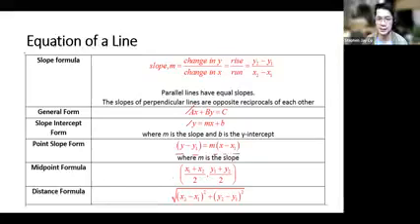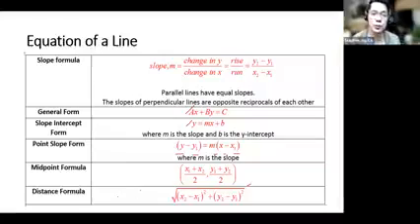Midpoint formula, very important also, this comes out: x sub 1 plus x sub 2 over 2, y sub 1 plus y sub 2 over 2. And the distance formula: x sub 2 minus x sub 1 quantity squared plus y sub 2 minus y sub 1 quantity squared, and then get the square root to get the distance. The distance between 2 points is found using this formula.